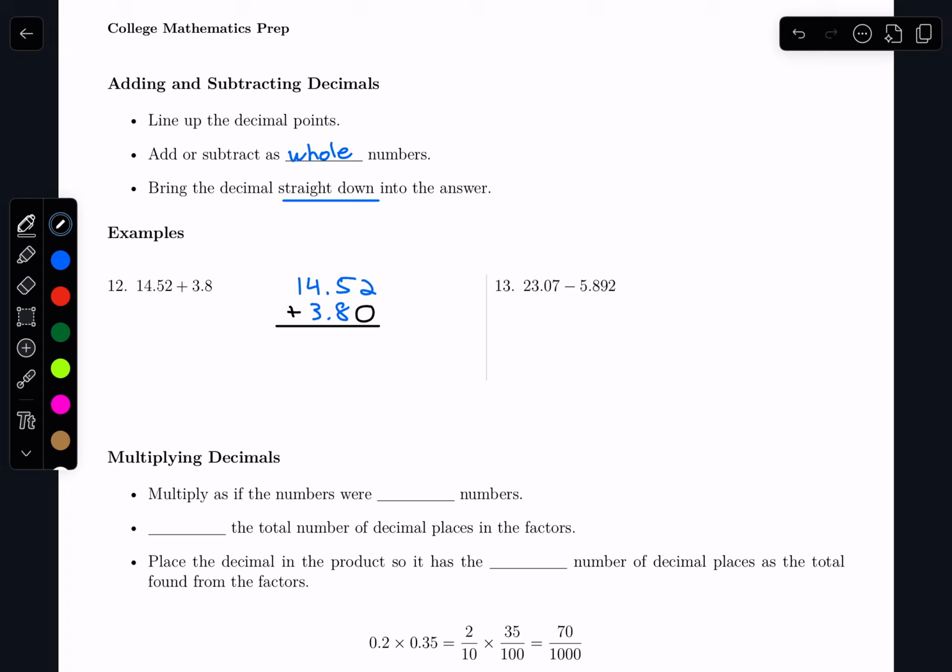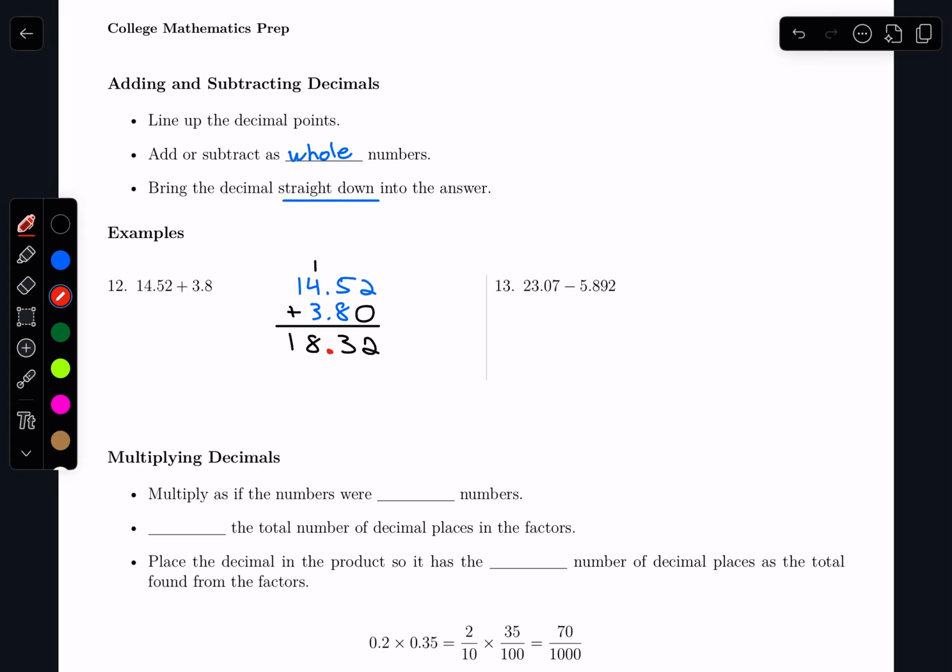Pretend it's 1,452 plus 380. So we would add the 2 and the 0 to get 2. The 5 and the 8 gives us 13, so I carry a 1. 4 plus 1 plus 3 gives us 8. And then a 1 is just a 1. But now, because they were decimals, we bring that decimal point straight down into our answer, so we get 18.32.